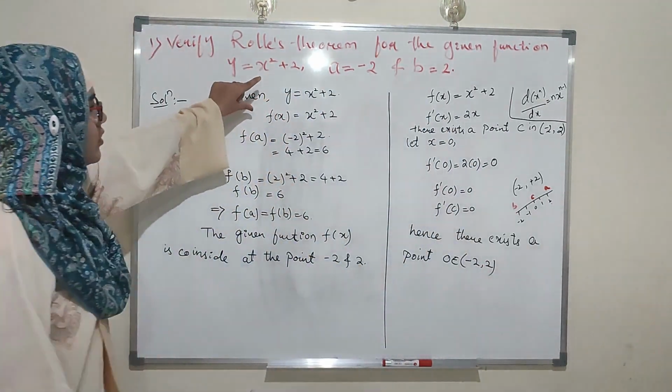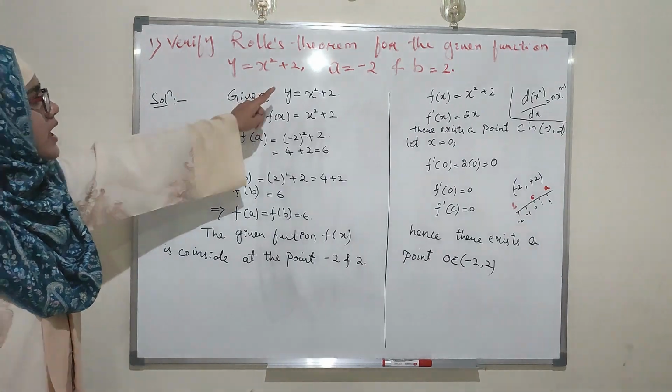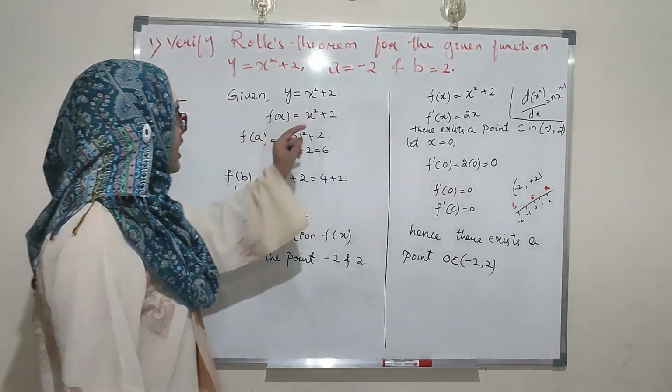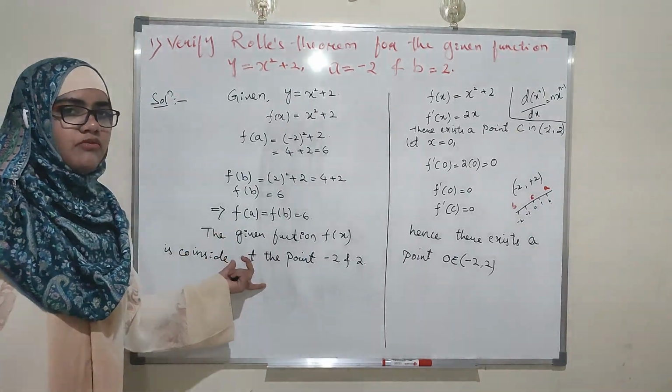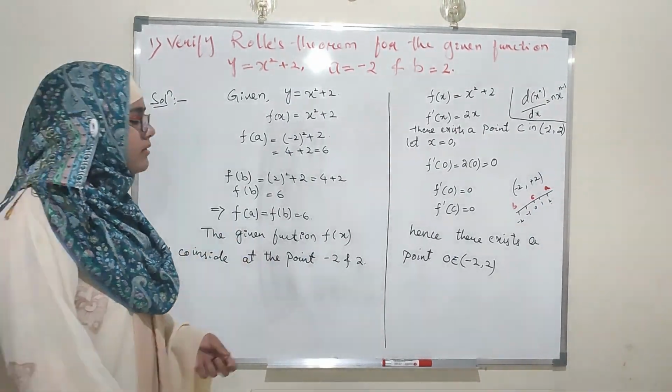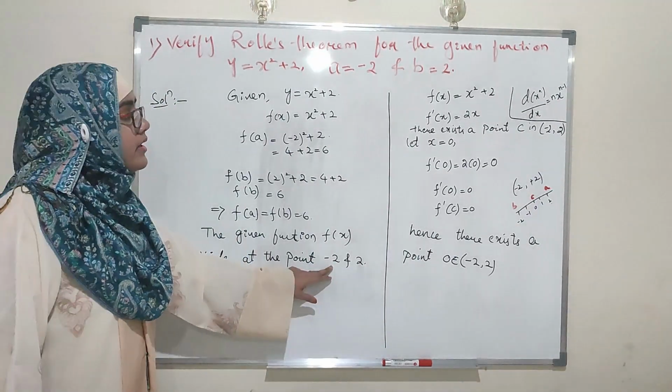So it is very simple. What is given to you? The a and b values are given to you. Find f of a and f of b. If both are the same, then you can say that the given function is continuous and differentiable at that point.